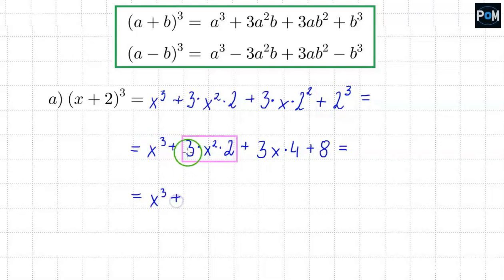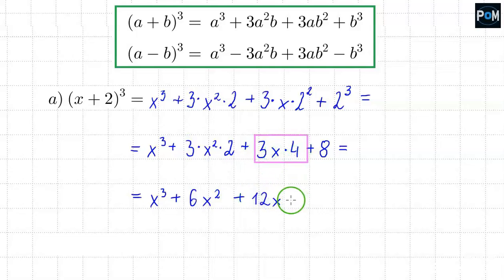Here we have changes. In this part I can multiply 3 by 2. From this I get 6x squared. In this part I can multiply 3 by 4, and from that I get 12x, because this x doesn't change. And at the end, there is plus 8. And that's the end of the example.